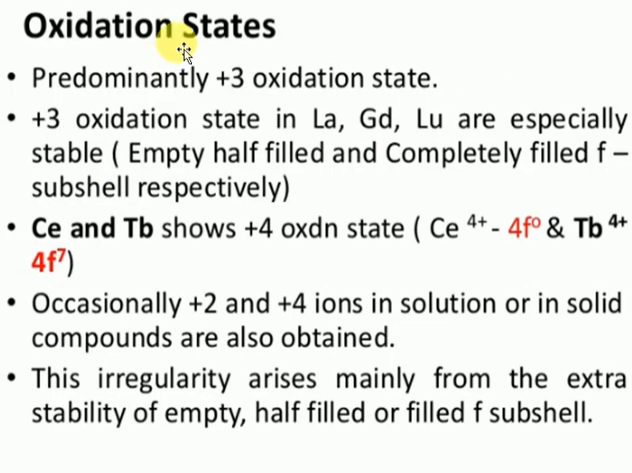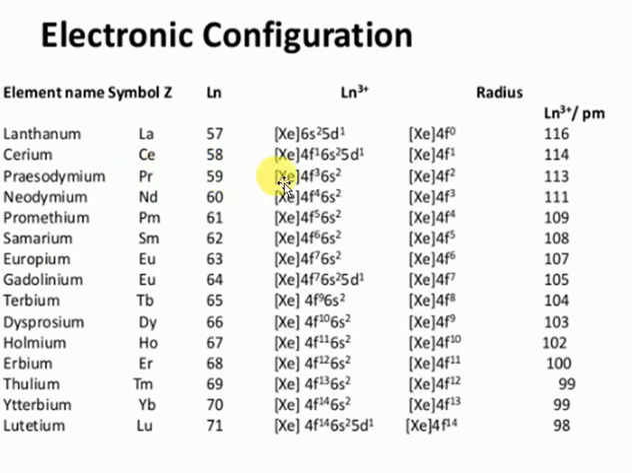Next, oxidation state. Whenever you consider the oxidation state, remember how many electrons a particular metal needs to lose in order to attain stability. Generally, lanthanides lose 3 electrons in order to get the stable electronic configuration. Whenever 3 electrons are lost, lanthanum becomes La+3, which is directly the noble gas configuration.